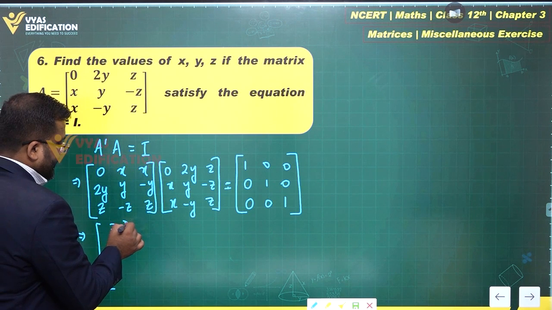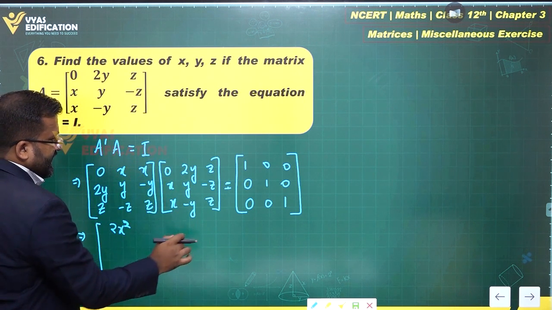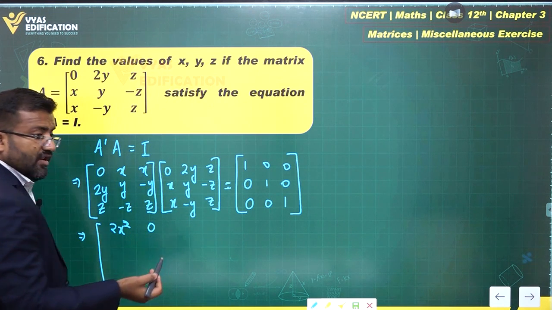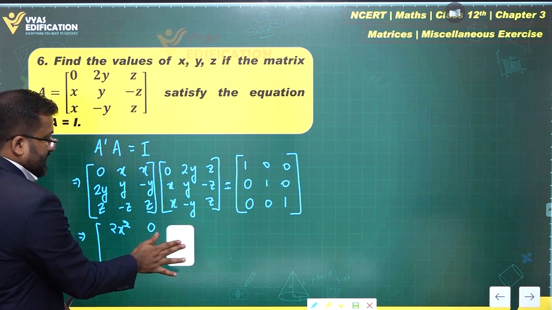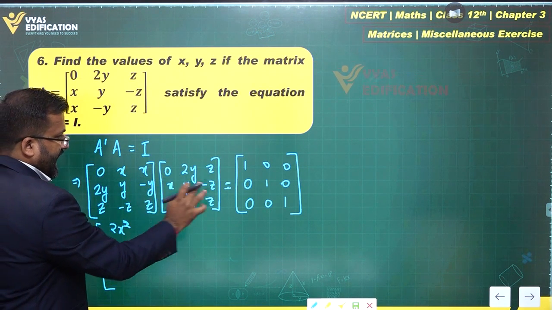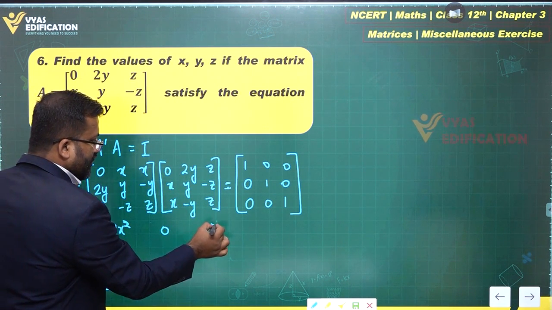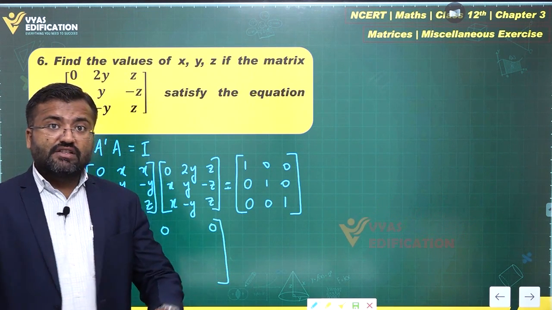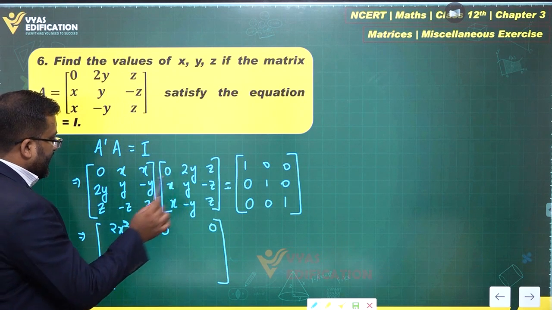What next? Multiply the first row with the second column. 0 times 2y is gone. xy minus xy is gone. This is 0. What next? 0 times z is gone. Minus xz plus xz is also gone. This is again a 0. So this is 2x square, 0, 0. That's the first row for us. What about the second row?